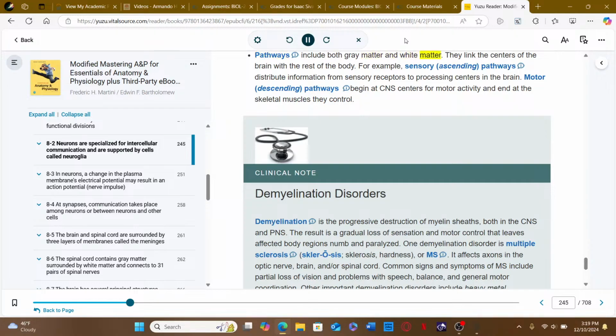Pathways include both gray matter and white matter. They link the centers of the brain with the rest of the body. For example, sensory, or ascending, pathways distribute information from sensory receptors to processing centers in the brain. Motor, or descending, pathways begin at CNS centers for motor activity and end at the skeletal muscles they control.